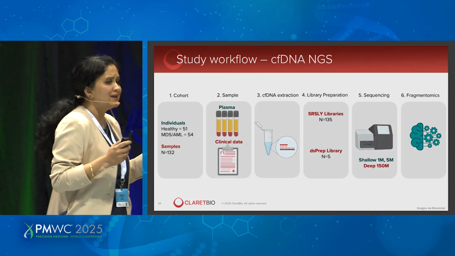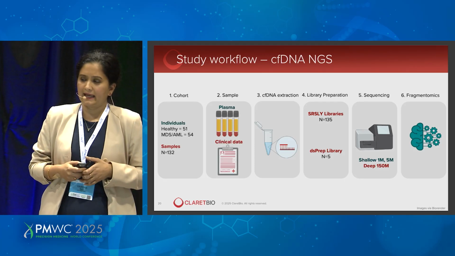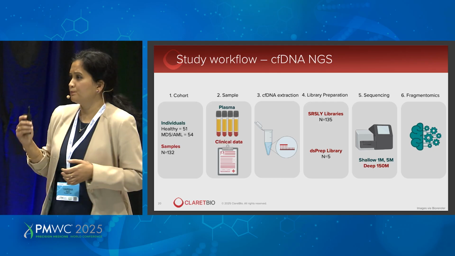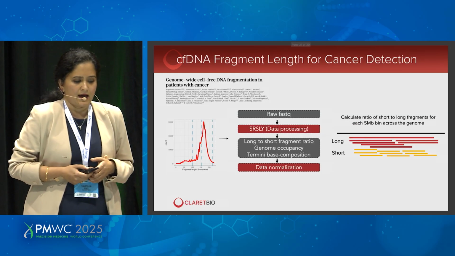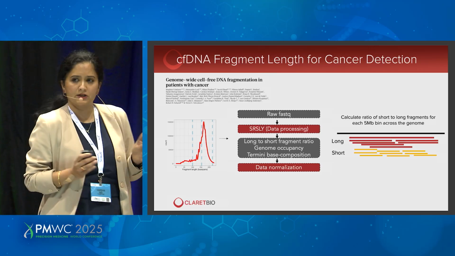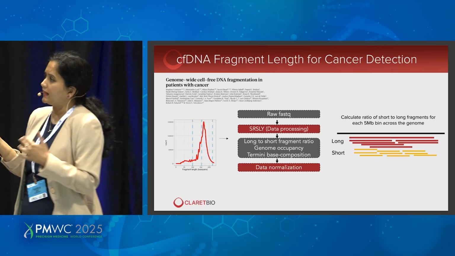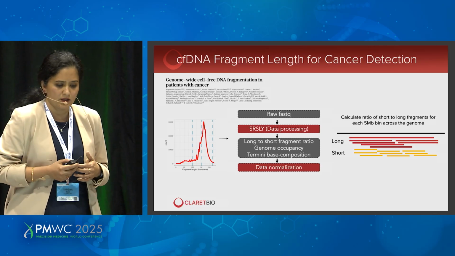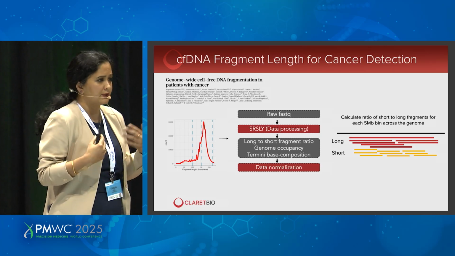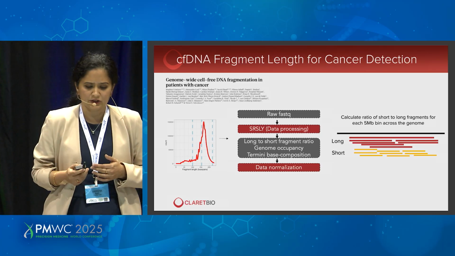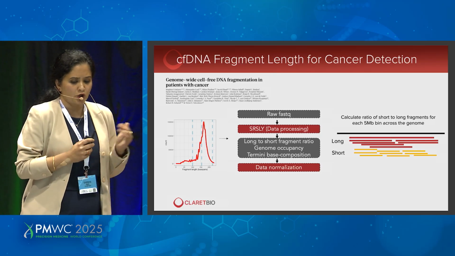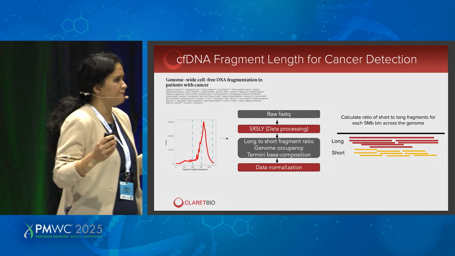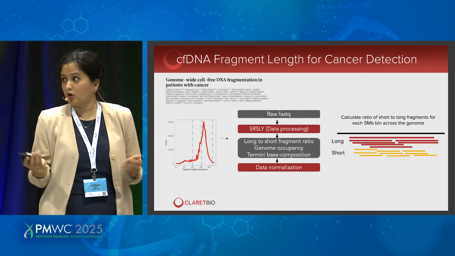We used about 1 nanogram of DNA in our library prep. We did both shallow and deep sequencing and did our analysis. The analysis that we did here is similar to what is done in Delphi, where we look at the raw data, we do mapping and quality filtering, and then we line up these fragments into short and long fragments across a 5 megabase pair bin across the genome.